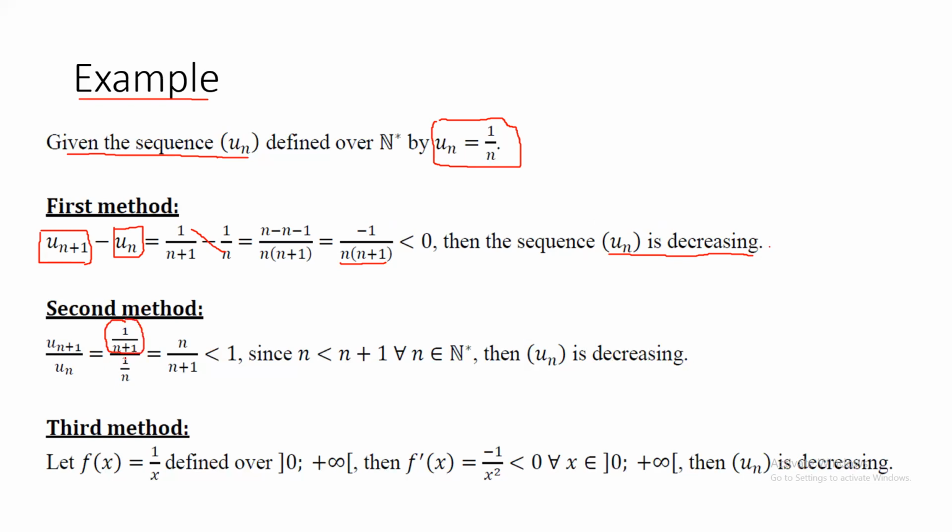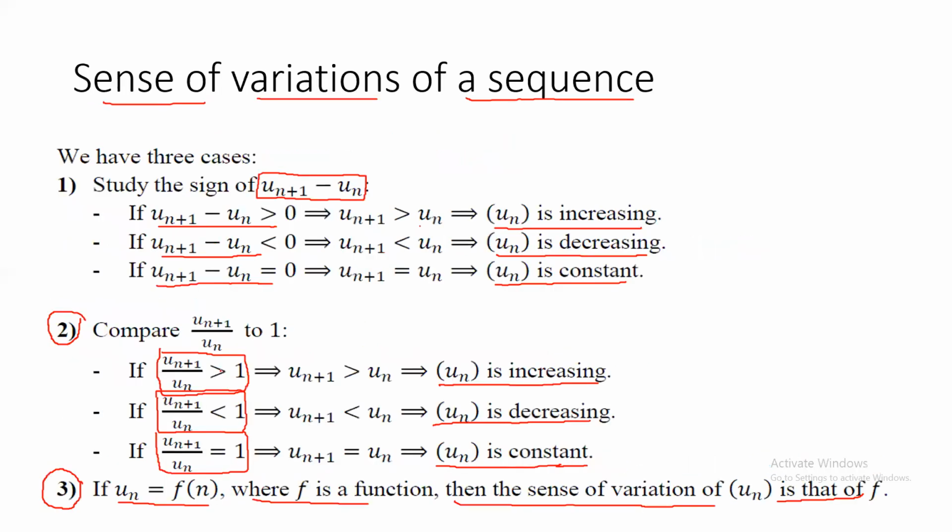Over 1 over n, which is un. What happened here, sir? un plus 1 over un. Second method, un is 1 over n. There are two methods or three methods. Second method is un plus 1 over un. We take the ratio un plus 1 over un and we compare it to 1.